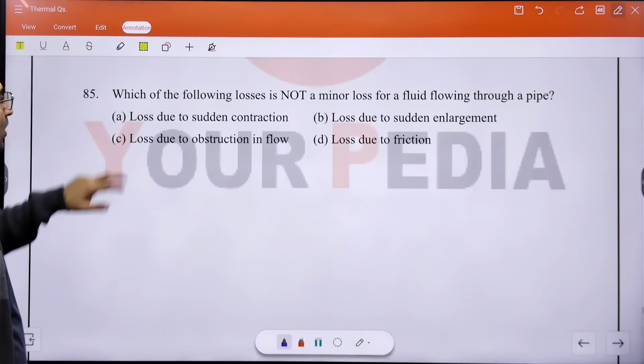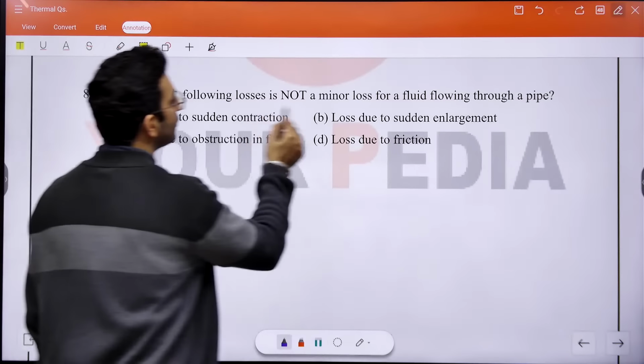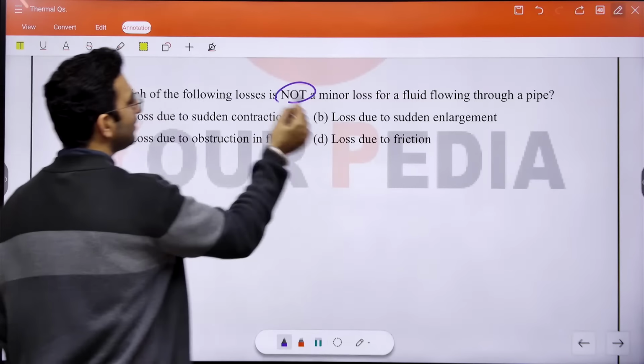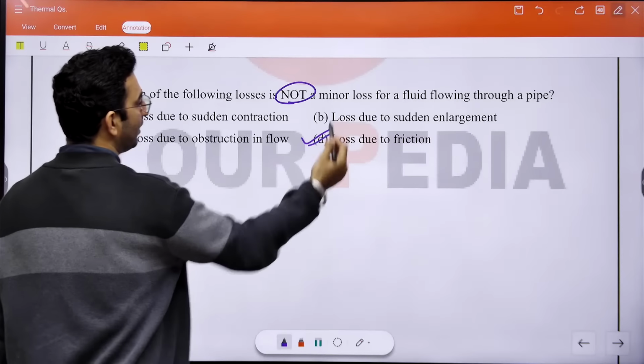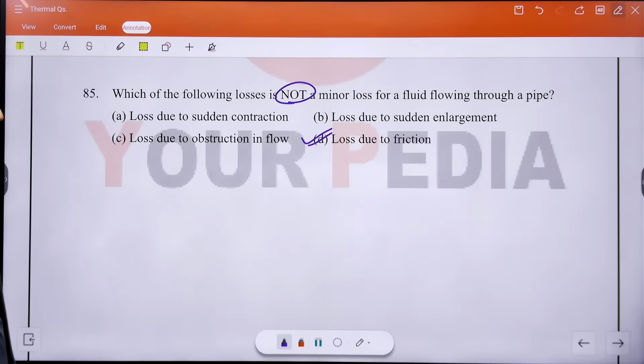Next, which of the following losses is not a minor loss? That's a simple case. From the options itself you can see option D is going to be the correct answer here. That's a simple case.